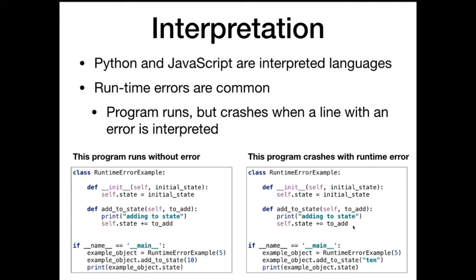Because these are interpreted languages, JavaScript and Python are interpreted. All of 1.15 was interpreted. So when we run this program, this line runs, calls the constructor, this line runs, calls the method, this line runs. Adding to state is printed because our program does run, but as soon as we get to this line and try to add two incompatible types, this is where we get the error, and this is called a runtime error. As our program is running, we get an error and our program crashes.